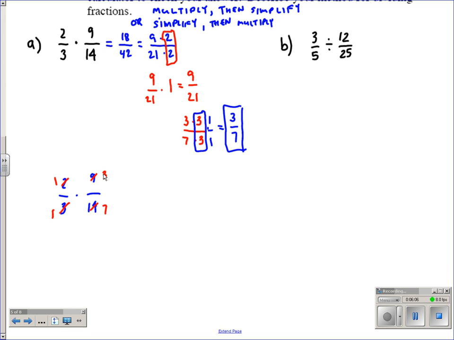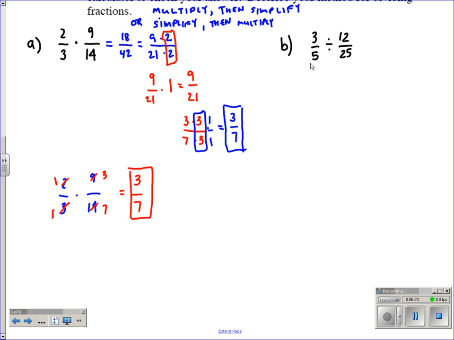So now we've already simplified, and now we do our multiplication. 1 times 3 is 3, and 1 times 7 is 7. You see that we end up with the exact same answer. We just went about it in a different way.